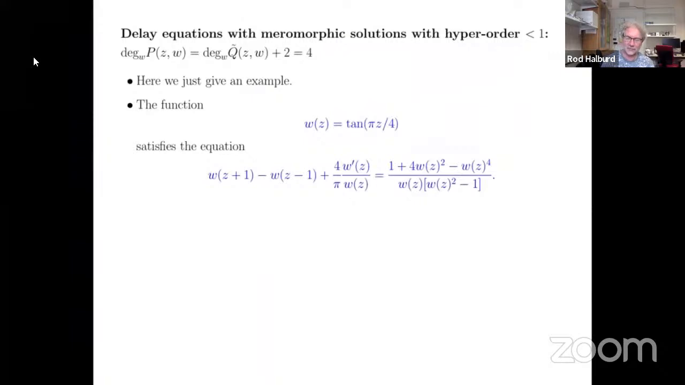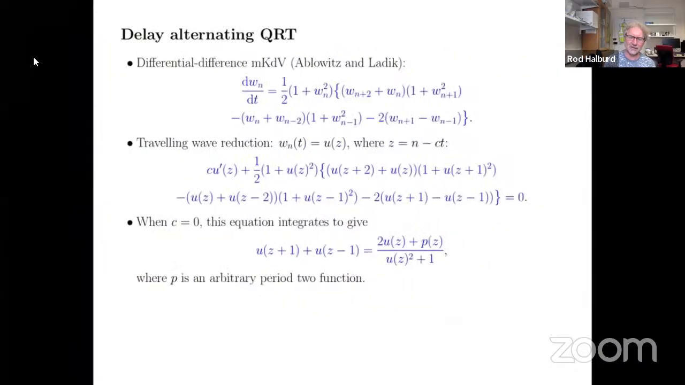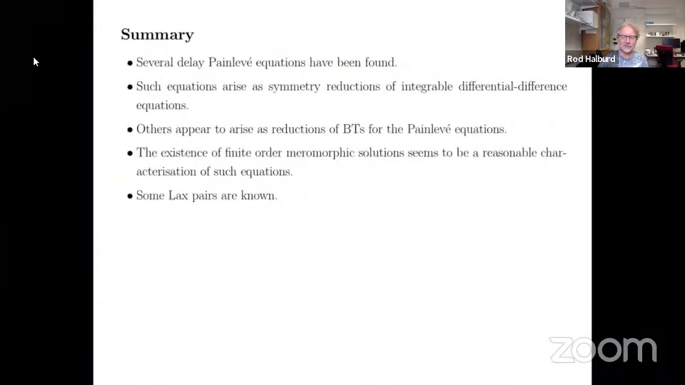And the remaining case, which we haven't fully analysed, but we've just shown that there really is a finite order meromorphic solution that lives there. So since I'm basically out of time, I'm not going to say anything more about these things.